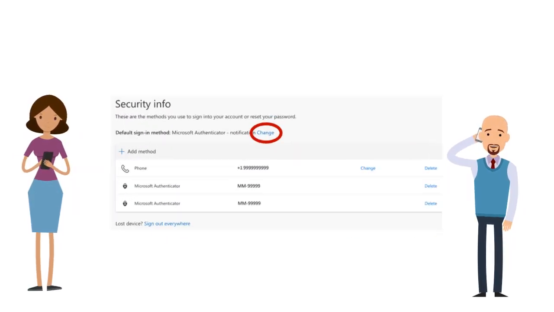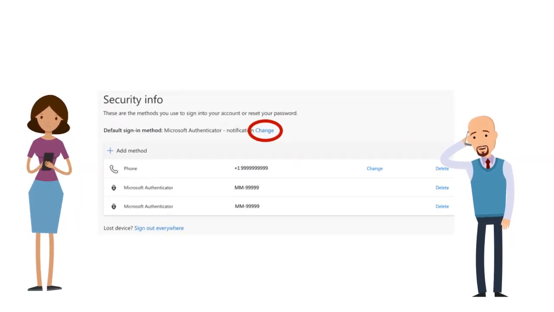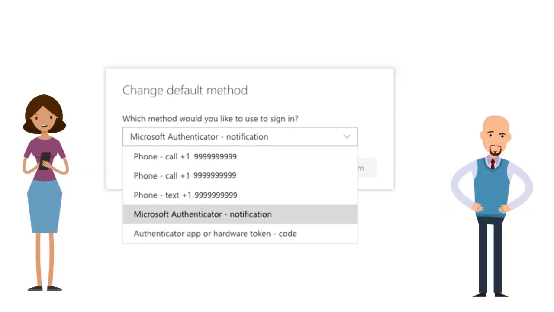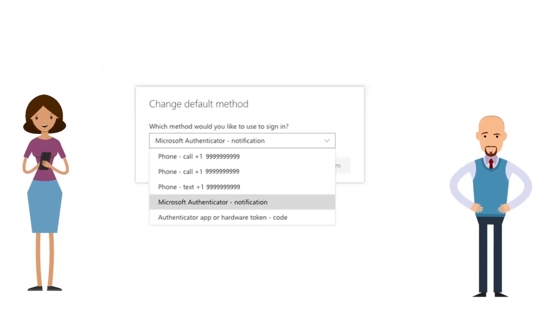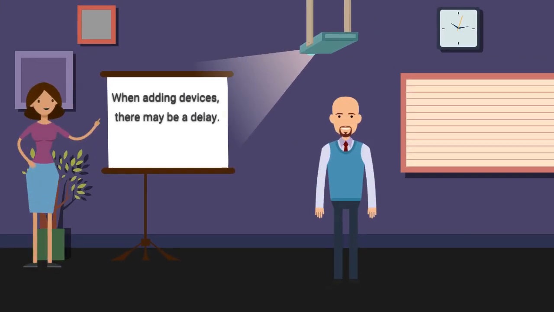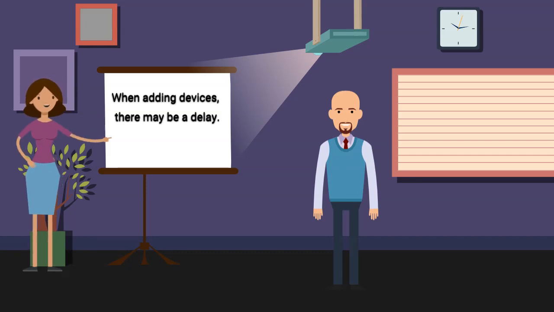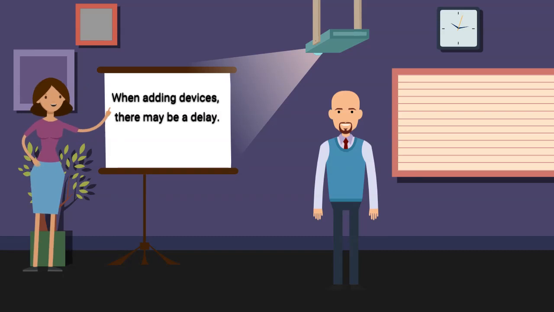To change the default second factor method, click the Change link, then select your new preferred default method for second factor authentication. Please note, there may be a processing delay as to when newly added methods will appear in the drop-down selection. If you're attempting to change your default method to one you've just added, you may have to wait several hours before it appears in the list.